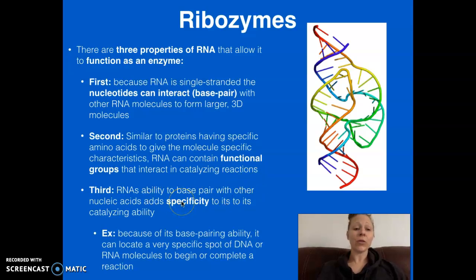Finally, the third reason that ribozymes, or that RNAs, can act as enzymes is its ability, once again, to base pair. It can base pair not only to itself, but to other nucleic acids. So it could find a very specific spot on DNA, and it's going to add specificity to its ability to catalyze a reaction. It can find a very exact spot because of those bases, because they're going to have a very specific sequence that can line up with another very specific sequence on DNA.